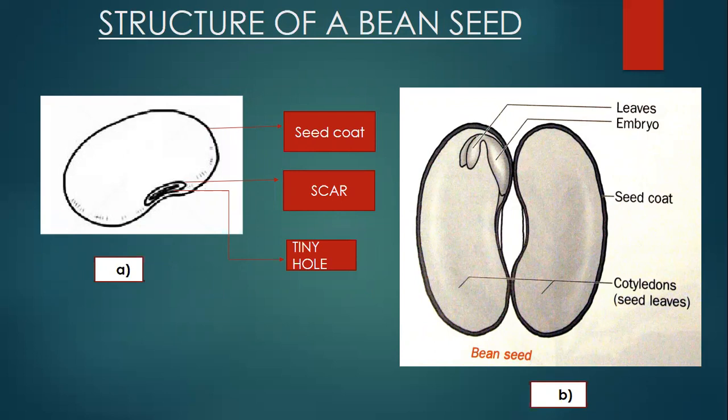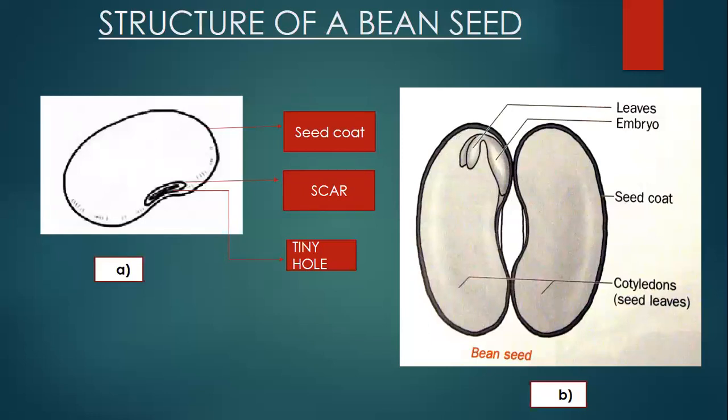For this, we will take a bean seed. Now in figure A, the outer covering of the seed is very thick and it is called the seed coat. Seed coat protects the seed. Now observe the side of the seed closely. You will see there is a scar and this is the place where the seed is attached to the fruit. Now on the top of the scar there is a tiny hole. Air enters the seed through this hole and allows the seed to breathe.